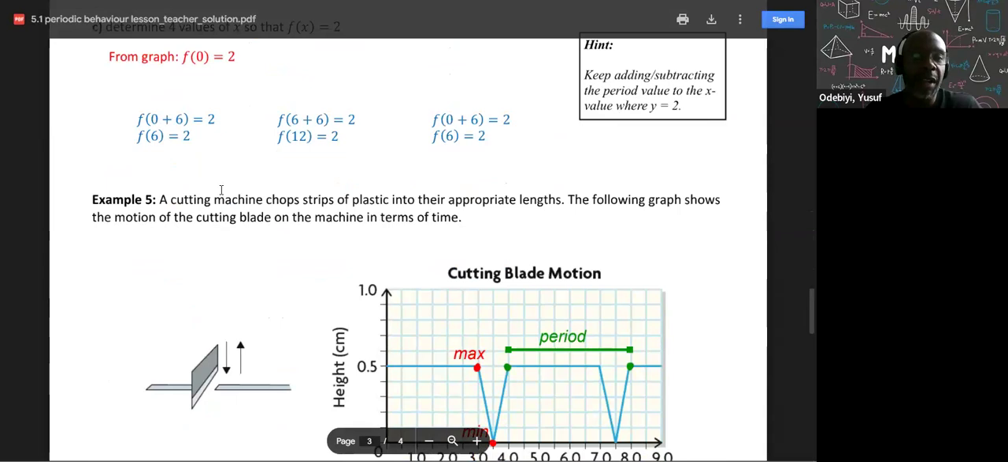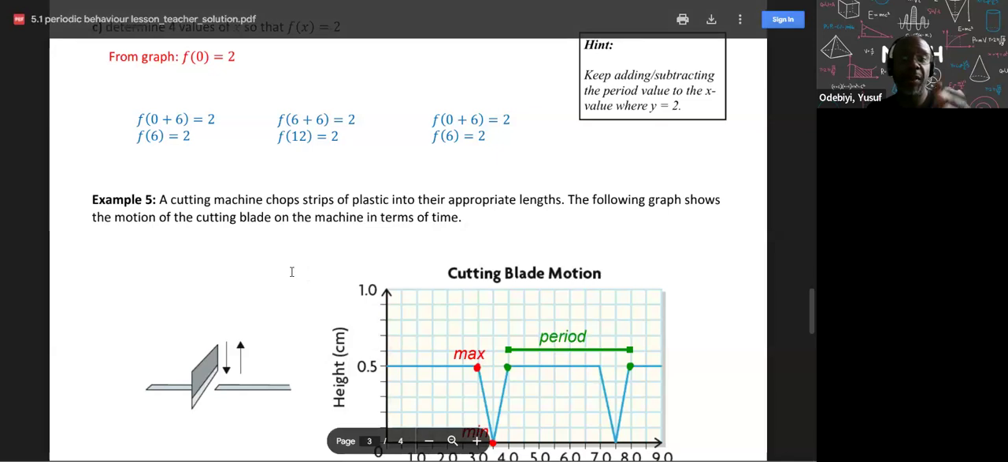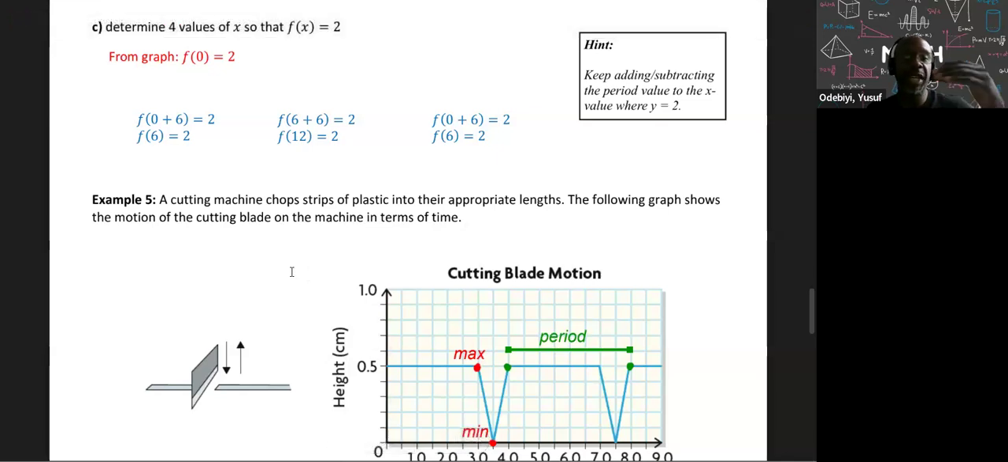Okay, so with this problem question, let me minimize this. I'm looking, and this is where we get into what is a periodic function. A periodic function is when things repeat, right? Something's repeating. Here, with this question, it's showing you where a machine is repeating an action.